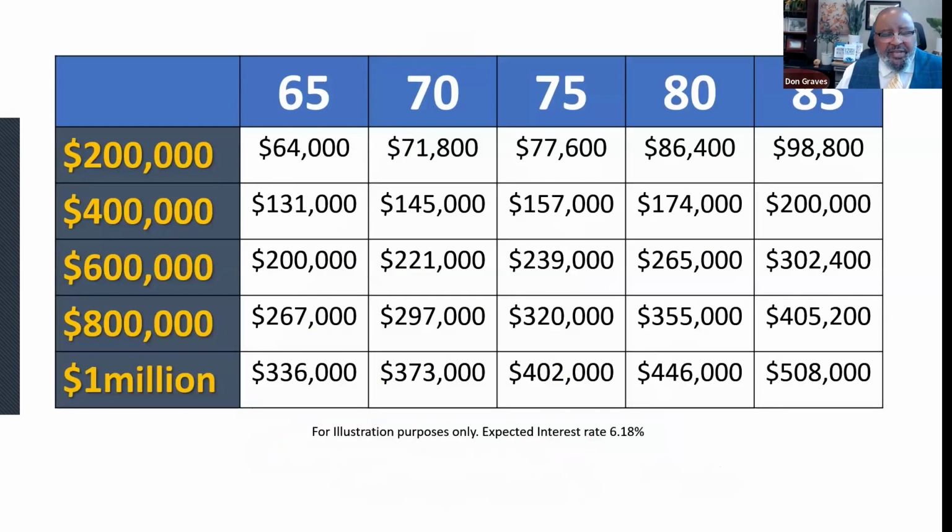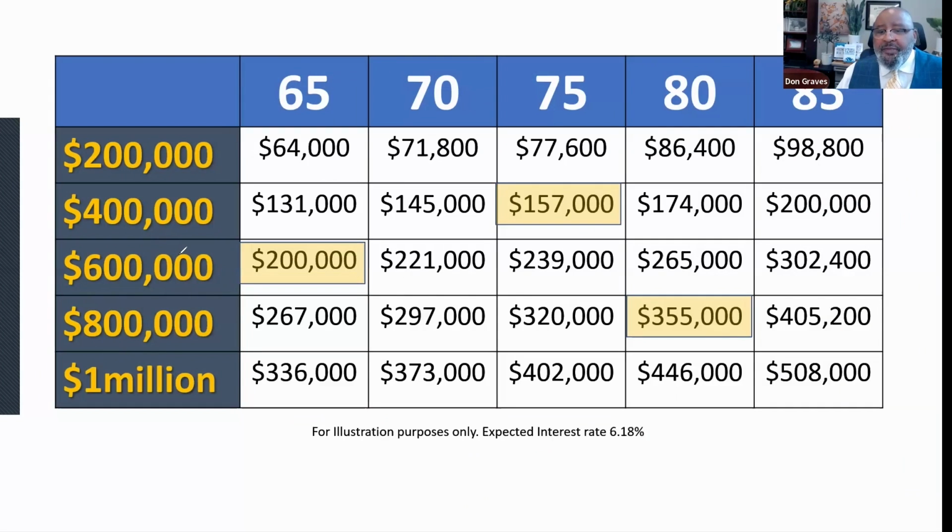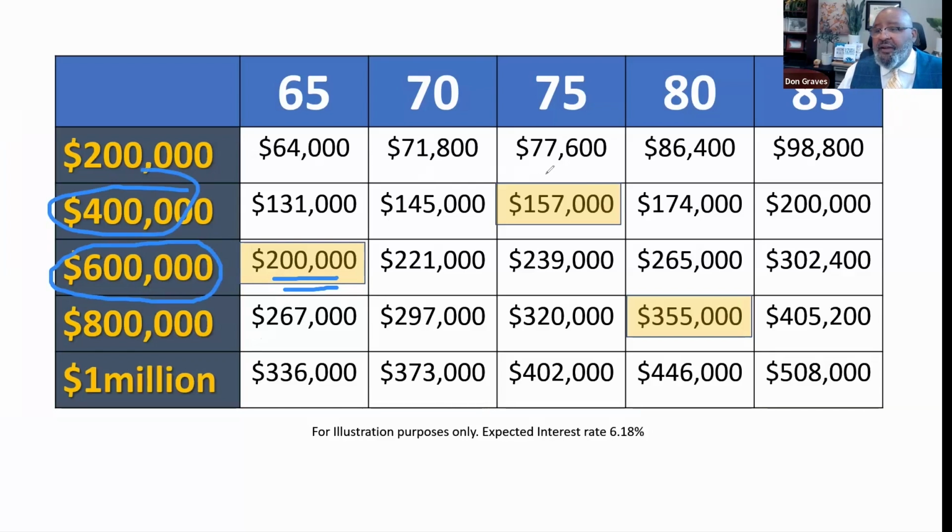So, Don, how much can you get in a reverse mortgage? That varies every Tuesday. The interest rate comes out every Tuesday. So here, these numbers are probably a few months old. If you had a $600,000 home and you were 65 years of age, $200,000. Now, today it's a little bit less, but interest rates are coming down. Don, if I had a $400,000 home and I was 75, $157,000. Again, today it's a little bit less, but interest rates change every Tuesday.